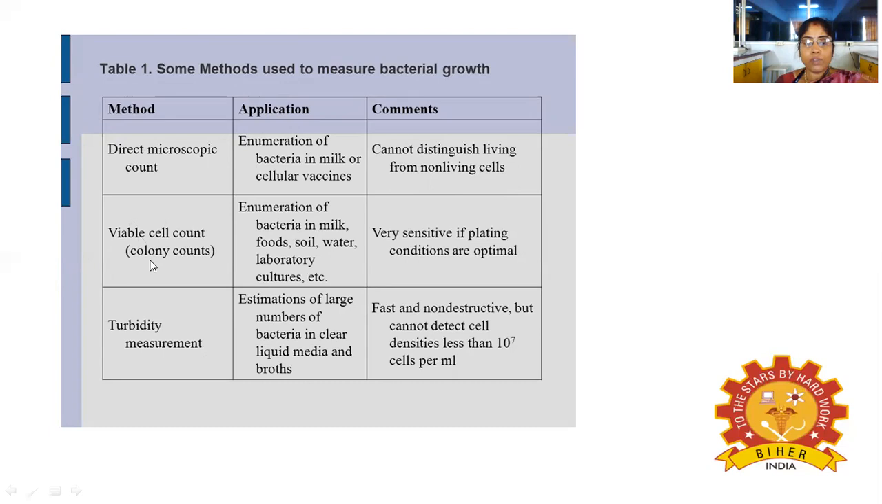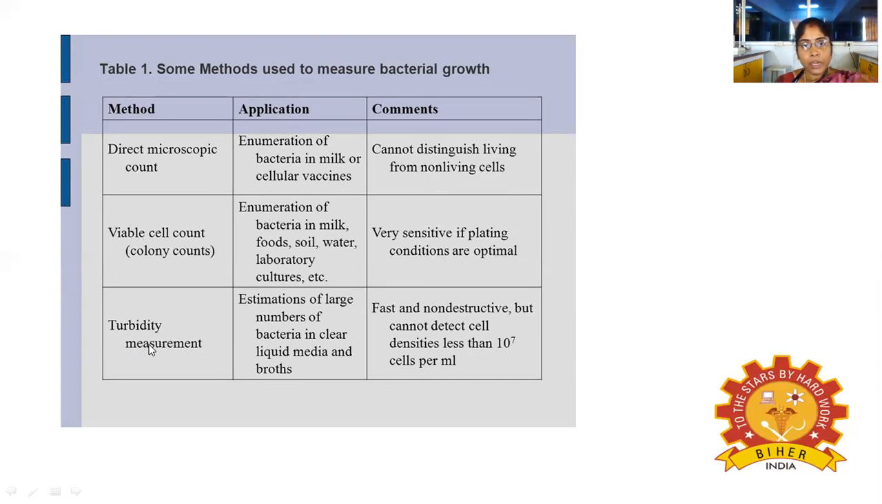The next one is the viable cell count. We go for a colony counter because it gives only the viable cells. But it is very sensitive if your plating is not done in sterile or aseptic conditions. So we have to keep the plate in an optimal condition.